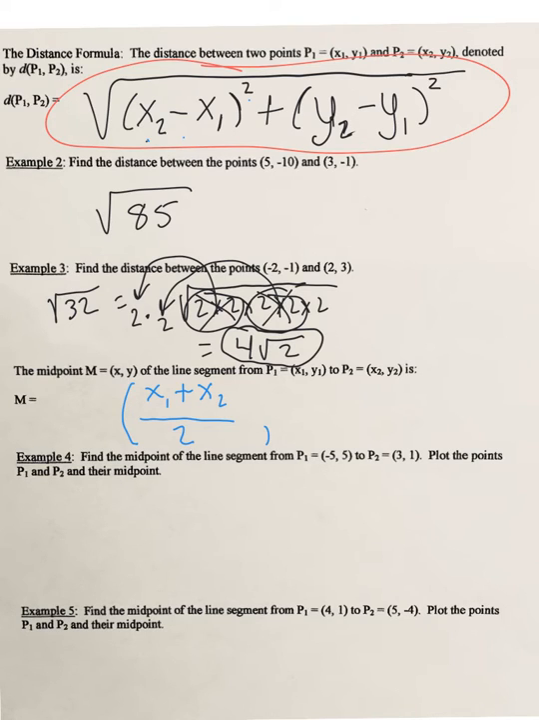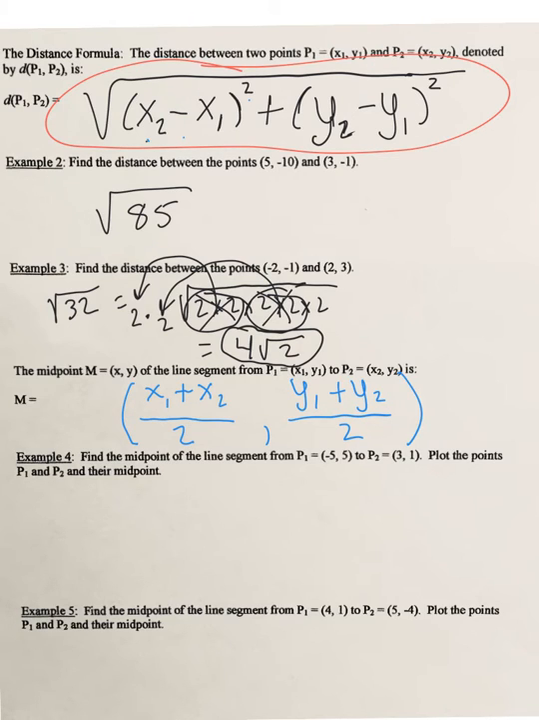Comma, same pattern for the y's. You're going to take the first y coordinate, y sub 1, and add it to the second y coordinate, y sub 2, and also divide by 2. I am using a fraction bar for division. If you do end up with an improper fraction at the end, they want you to leave it as an improper fraction. They prefer that over a decimal, just as a heads up.